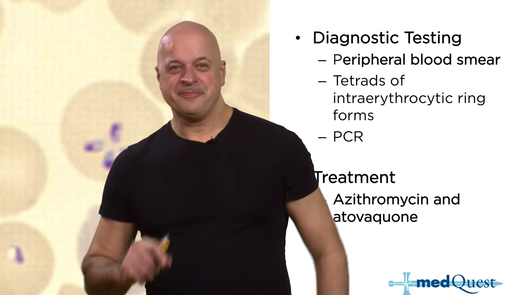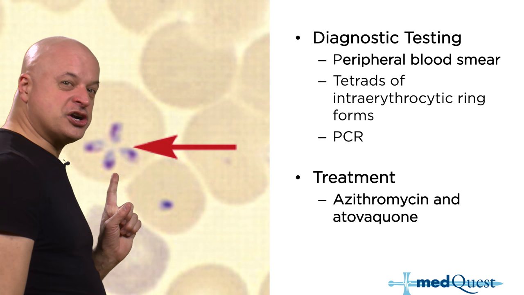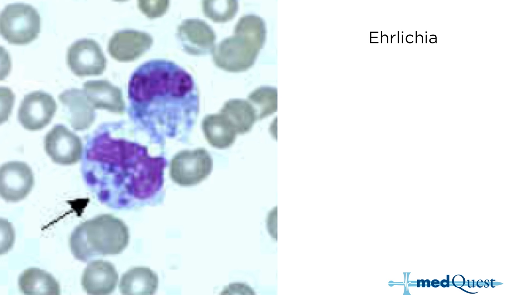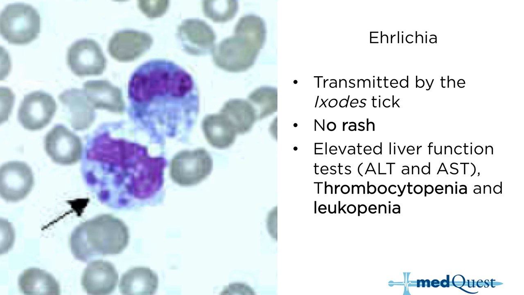So azithromycin and atovaquone are the answer because they have the same efficacy and fewer adverse effects. Remember, efficacy comes first. Now, I told you that Babesia affects red cells and Ehrlichia affects white cells. Ehrlichia, Babesia, and Lyme are transmitted by the same Ixodes tick, but Ehrlichia does not have a rash. Ehrlichia is elevated LFTs, low whites, low platelets.